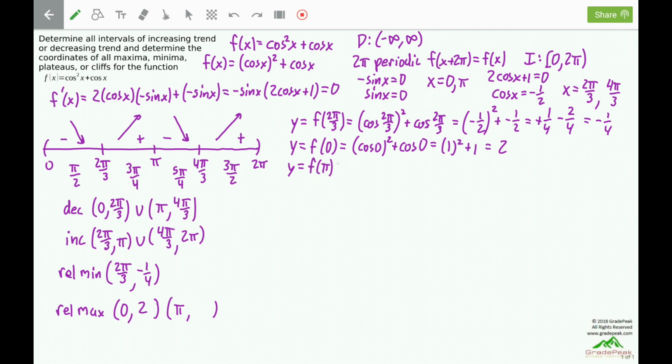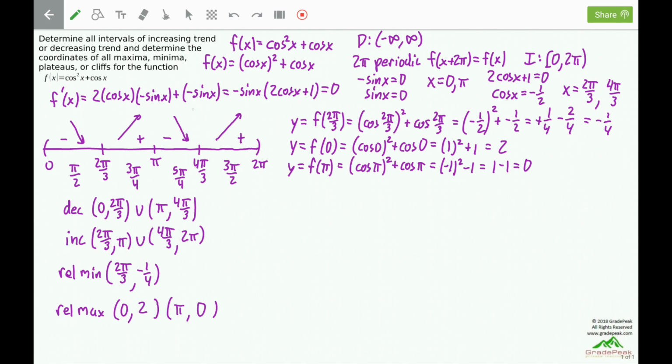Plugging pi in to the original function will be cosine of pi squared plus cosine of pi. The cosine of pi is a negative 1, so this will be negative 1 squared minus 1, which will be a positive 1 minus 1, which is 0. So this will have a y-coordinate of 0.